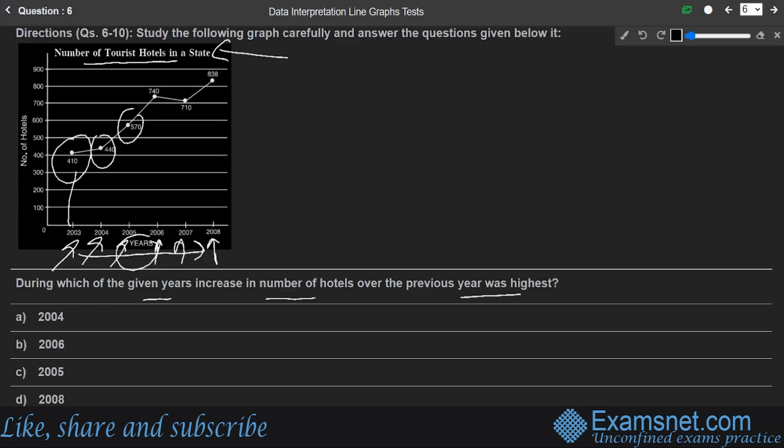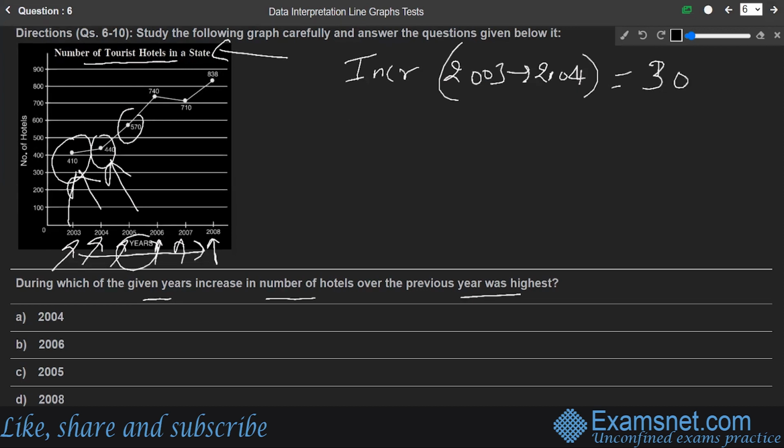So first of all, let us find out the increase between 2003 and 2004. In 2003 the value is 410, in 2004 the value is 440. So clearly the increase is 30. Let us see the next increase, between 2004 and 2005. In 2004 the value is 440, in 2005 it is 570. 570 minus 440, so the value is 130.